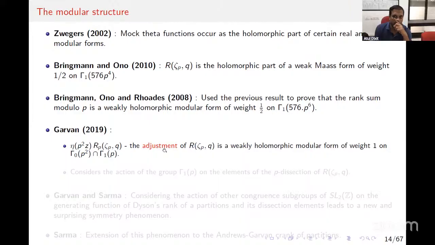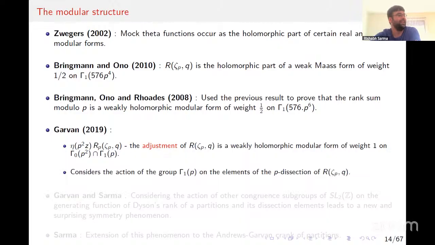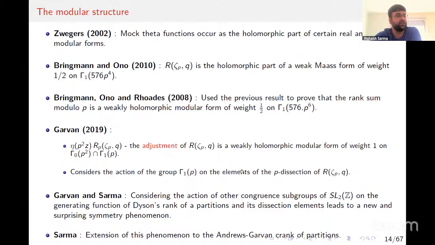I'm going to explain what the adjustment is on a different slide. Yes, R sub p you're going to define later. In the very same paper, he also considers the action of the congruence subgroup Gamma_1(p) on the elements of the p-dissection of the rank generating function. One of the problems that I pursued in my doctoral work was to consider the action of other congruence subgroups on the rank dissection elements, which led me to find a symmetry property between these dissection elements.